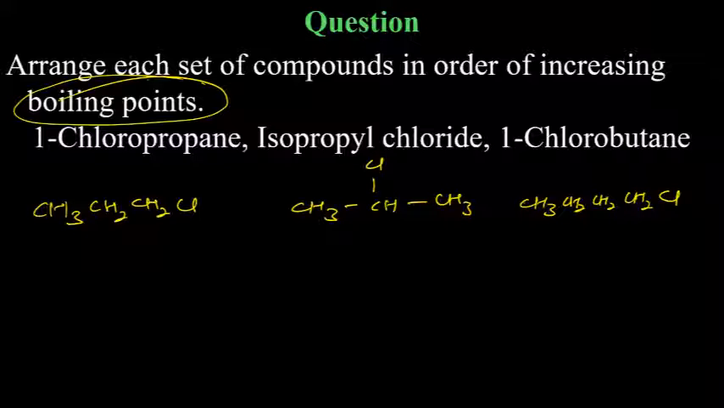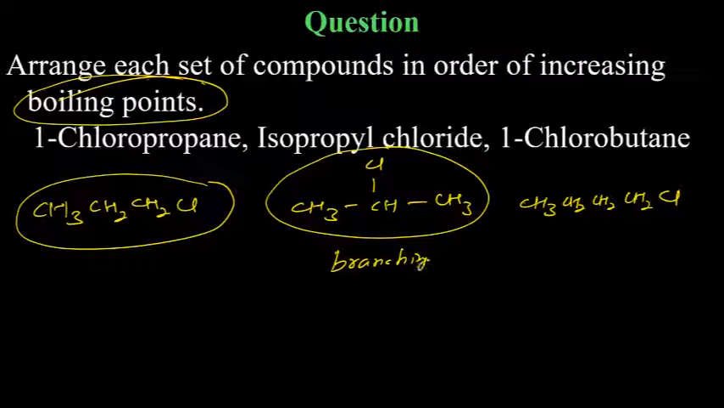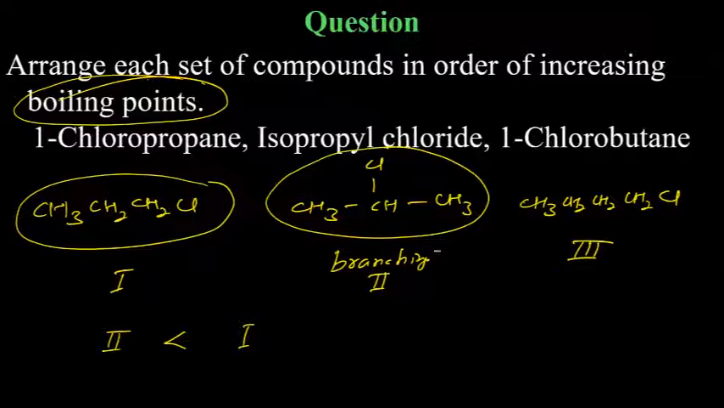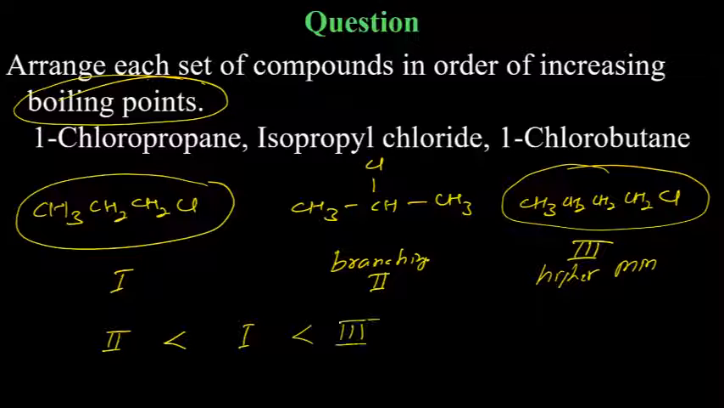Now remember, compare these two. Here you have branching. It means the second will have a lower boiling point than one. Now consider one and three. Here, higher molecular mass, similar type, chloropropane, chlorobutane. It means the third will have even greater boiling point. So it will be isopropyl chloride, one chloropropane, and then one chlorobutane.